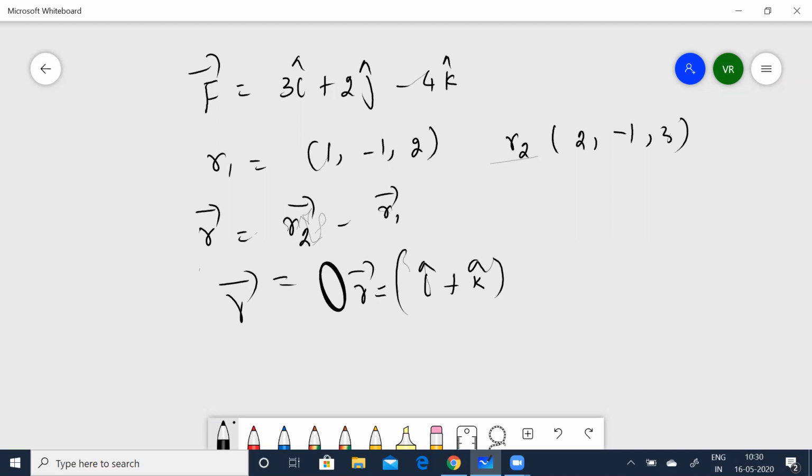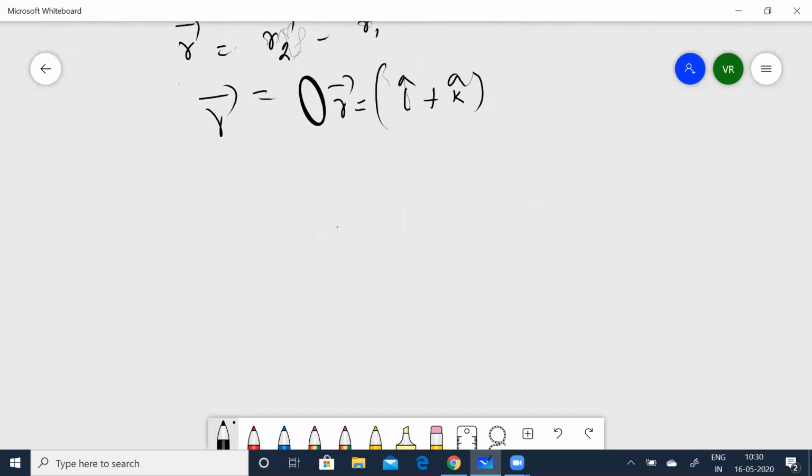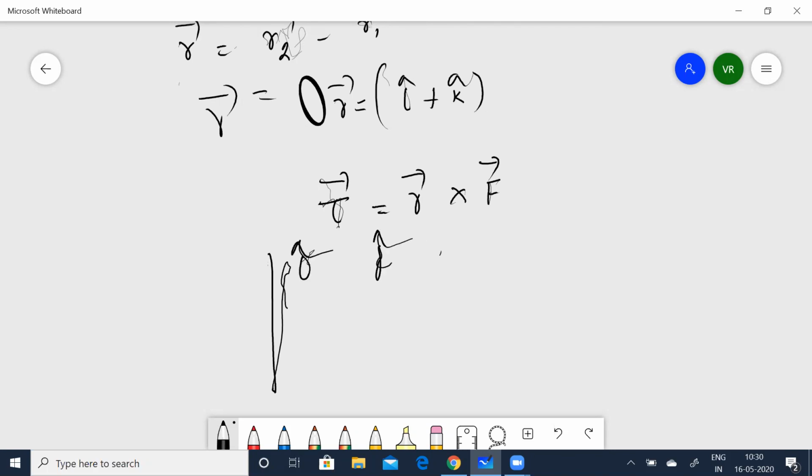Now we know R vector, we know F vector. Now we need to find out the torque. So torque tau is equal to R vector cross F vector. So simply substitute same way. i, j, k, let me rewrite it here.